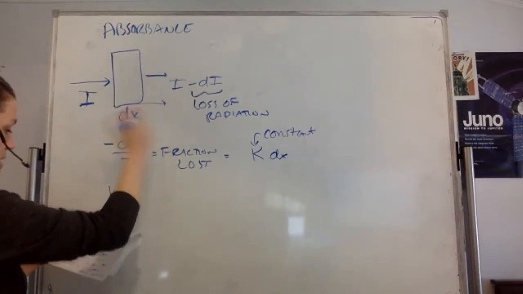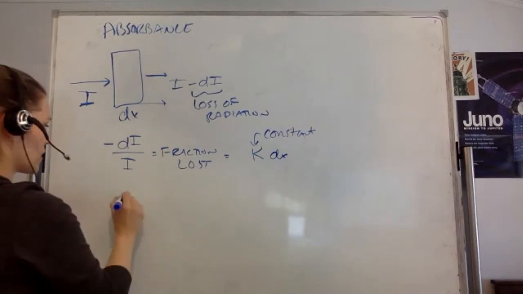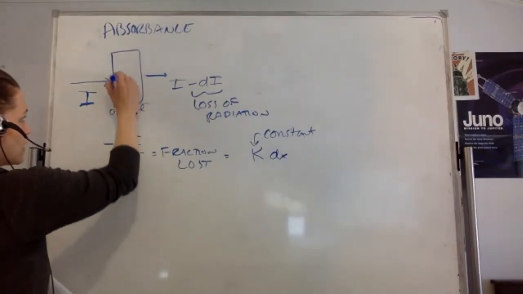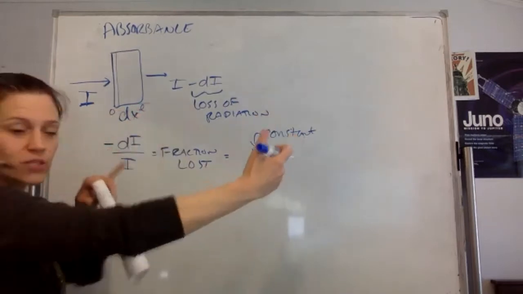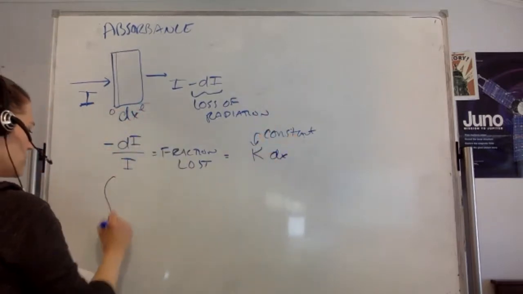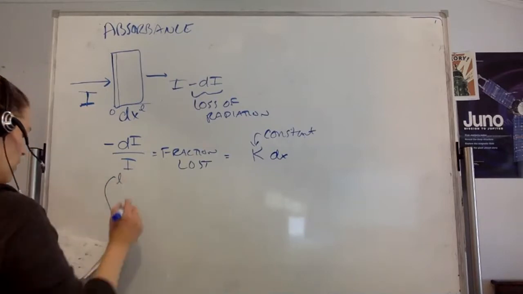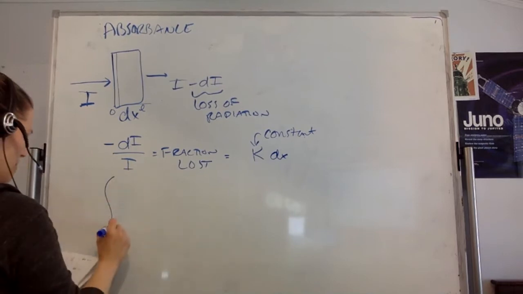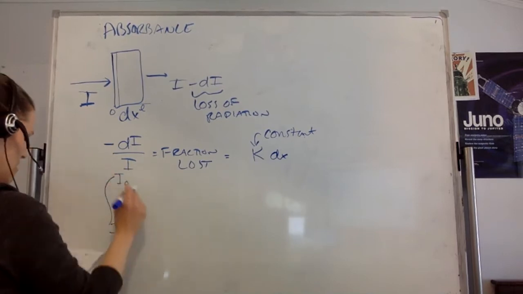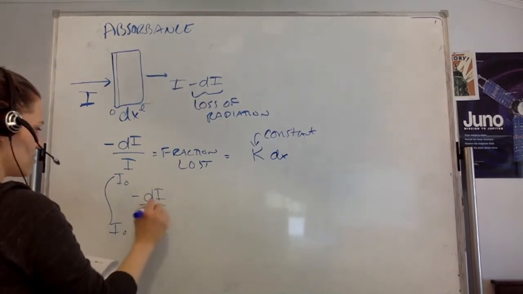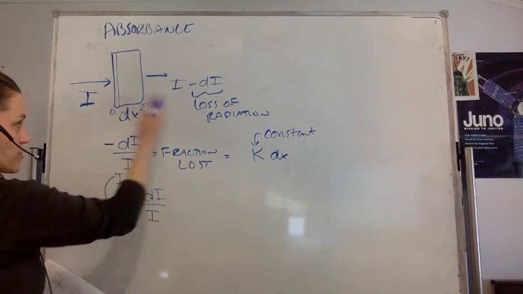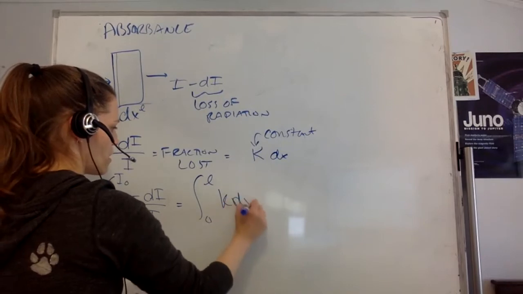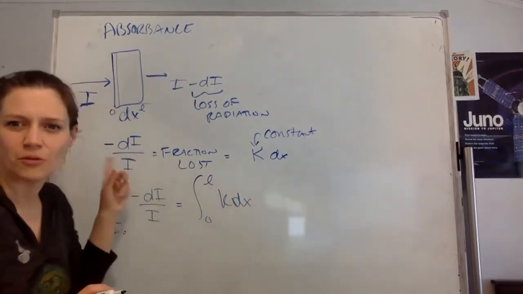So as this dx becomes an L, I'm going to look at this going from 0 to L. dx initially is some small amount. If this then becomes an actual L value, I want to sum up from my initial intensity to my final intensity all of the intensity that was lost as it goes through the material. And that's equal to the integral from 0 to L of k dx. Let me break that down a little bit because I don't think I did a good job of that.